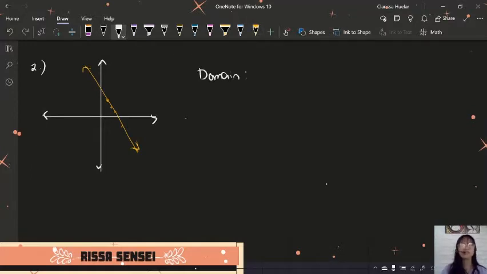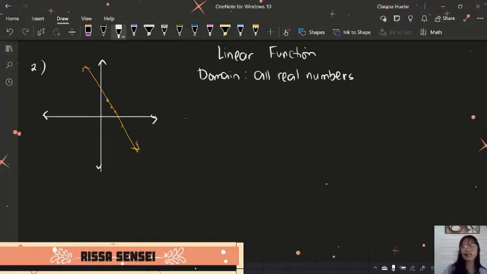The domain of any linear function, this applies to linear function, ha? To any linear function is the set of all real numbers. Kasi ang ating Cartesian plane is composed of real numbers. Ano-ano ba yung real numbers? We have the whole numbers, the integers, positive or negative. We have the fractions. We also have the decimals, irrational numbers. So, yun yung mga real numbers. Mga 0, 1, 2, 3, 10, 1 million. Lahat yun real numbers.